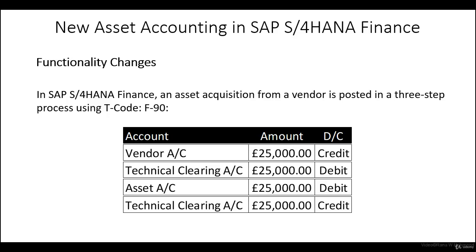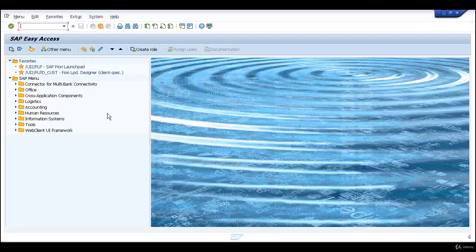So the posting in the technical clearing account for integrated asset acquisitions happens automatically, and it always has a zero balance for each of the accounting principles in the chart of depreciation. We can also say that the first two lines show the operational part, and the last two lines show the valuation part of the business transaction. So I will post an asset acquisition in SAP S/4HANA.